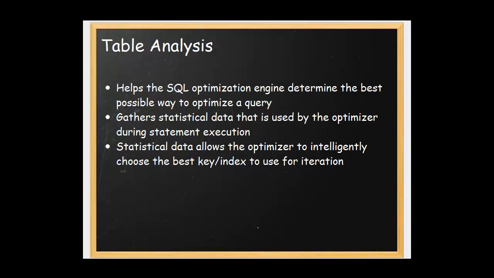Table analysis is a very powerful feature that's built right into the BBJ SQL engine. What it does is it helps the SQL optimization engine determine the best possible way that a query can be optimized. Basically what it does is it gathers statistical data that is used by the optimizer during the execution of SQL select or update statements. This statistical data allows the optimizer to intelligently choose the best key or index to use for iteration over the records as it locates the records that match the criteria specified in the where clause.